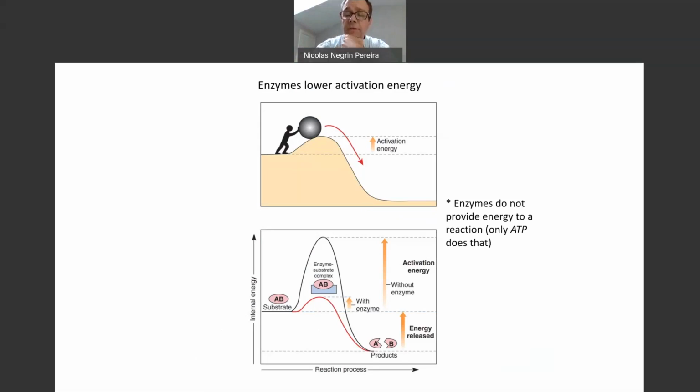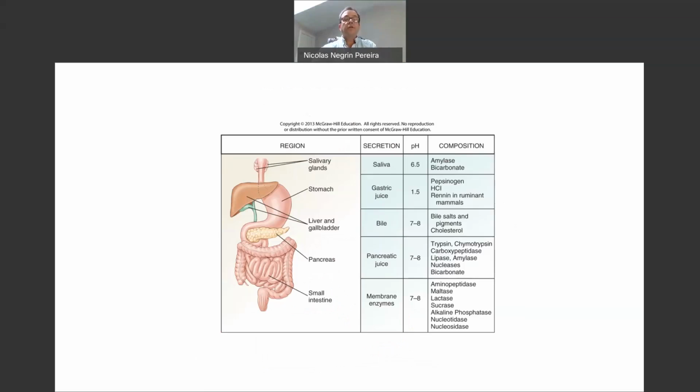And one concept that is really important is, remember, enzymes do not actually provide energy to the reaction. The only thing they do is lower the activation energy for the reaction to take place. The only molecule that actually provides direct energy is ATP, thanks to that unstable phosphate bond, but that's another story.